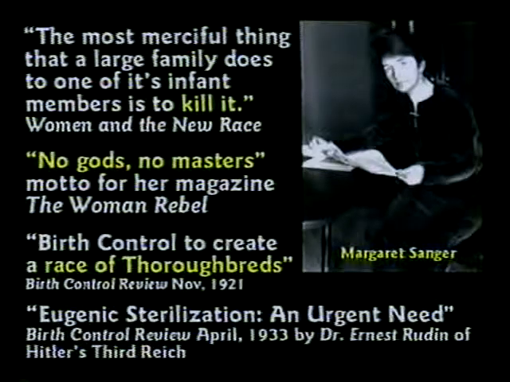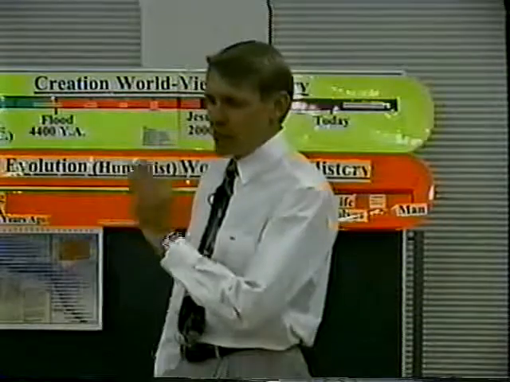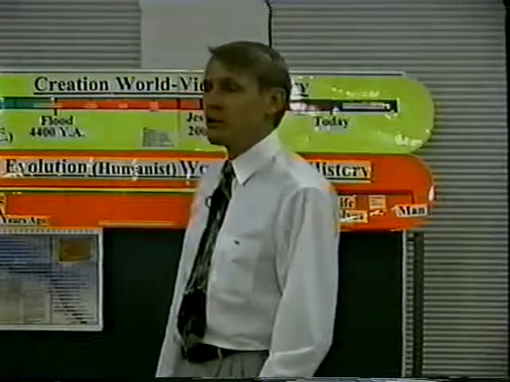Their motto of their magazine, The Woman Rebel, was no gods and no masters. Birth control was used to create a race of thoroughbreds, according to her magazine in 1921. One of Hitler's doctors wrote an article for her magazine in 1933. Eugenics, sterilization, and urgent need. Eugenics is race control, where, let's say, if somebody is mentally retarded, they should be forced to be sterilized so they can't have any more children that are mentally retarded. If someone has a certain disease, they should be sterilized so they can't have any more children. That's what he was arguing in this article. We should do this. And Hitler did that in Germany. Certain people were mandatory sterilization.